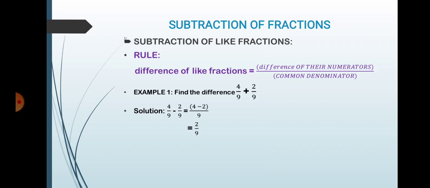Now let us see how to subtract fractions. The rule is: subtraction or difference of like fractions is equal to the difference of their numerators over the common denominator. So 4 by 9 minus 2 by 9. 4 minus 2 by 9. 4 minus 2 is 2 by 9.